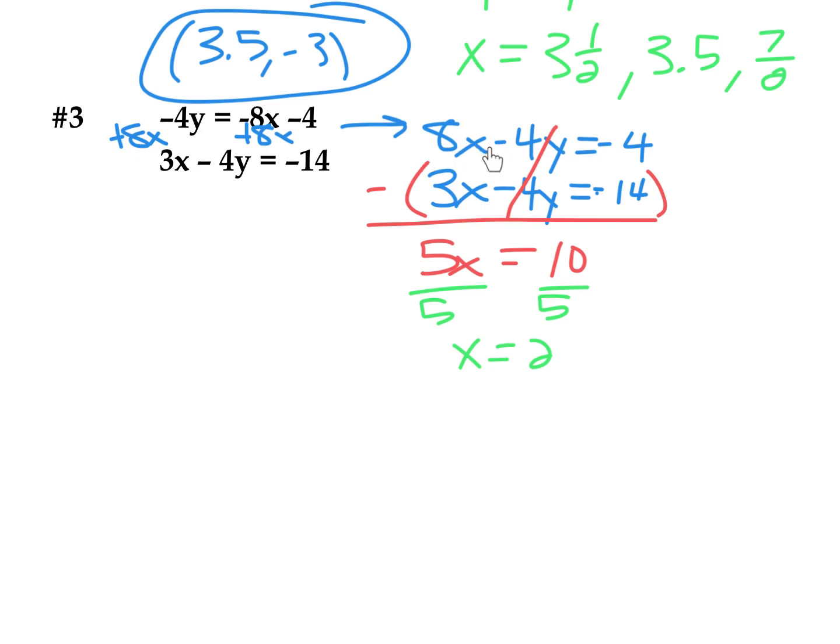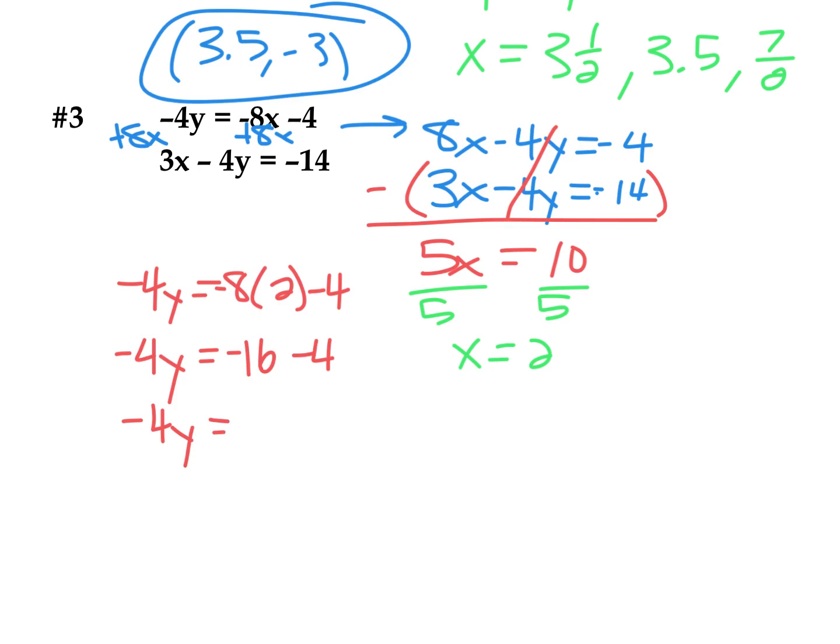Don't use the equation where I added 8x on both sides. Take one of my two original equations. I'm going to take this first equation and plug it back in. So I'm going to have negative 4y equals negative 8 times x, which is 2, minus 4. That's negative 4y equals negative 16 minus 4.